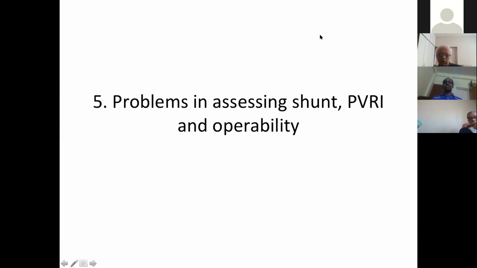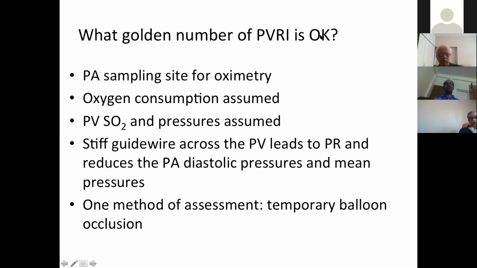Problems in assessing shunt, PVRI and operability. What golden number of PVRI is okay? We know that there is lots of fallacy. Where to take the PA sample? Is it in right pulmonary artery, left pulmonary artery, or the average of the two? Oxygen consumption is being assumed.